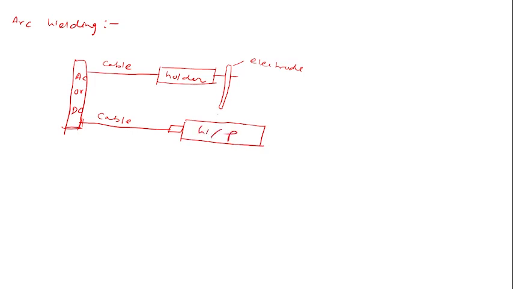Suppose this is your complete circuit. Suppose this is joined together. When it is joined together, current will flow in this whole circuit. It will start from the positive and go to the negative. The current will flow. So this is your complete circuit.